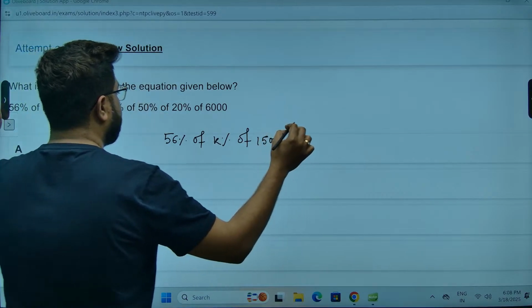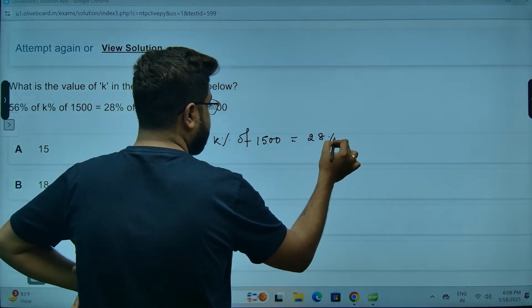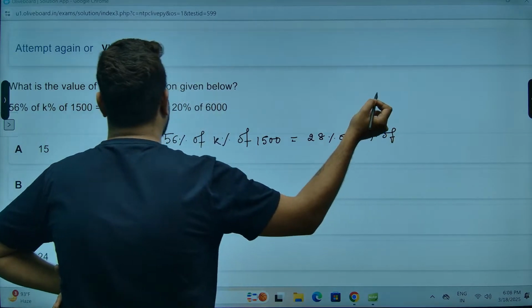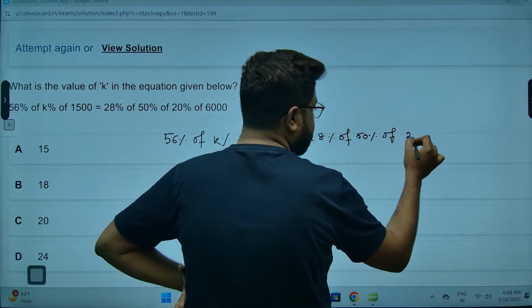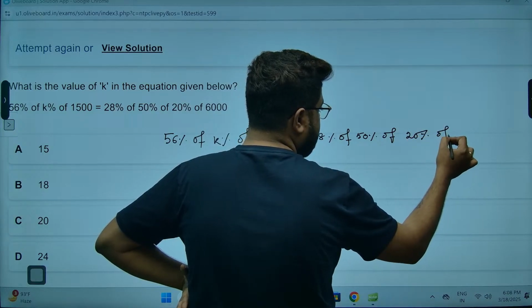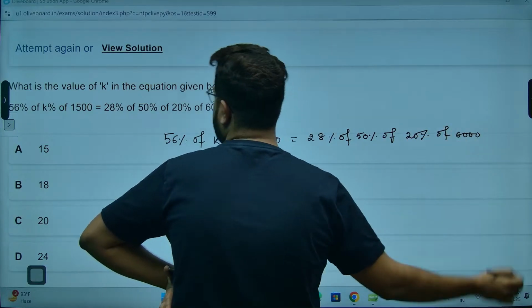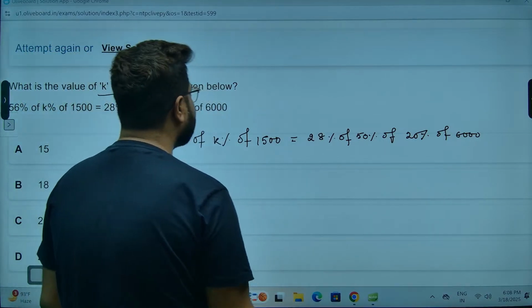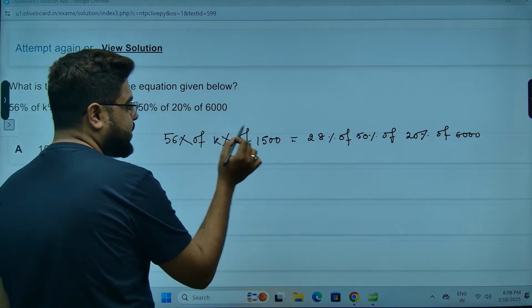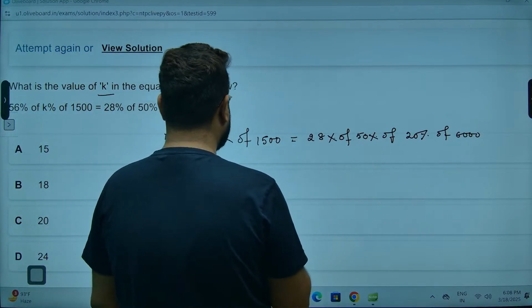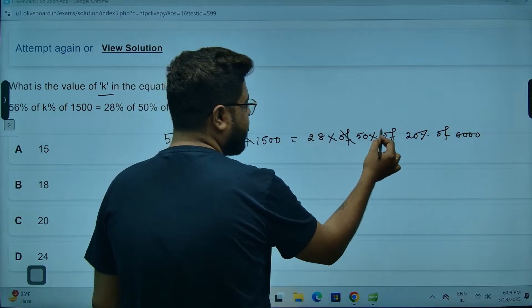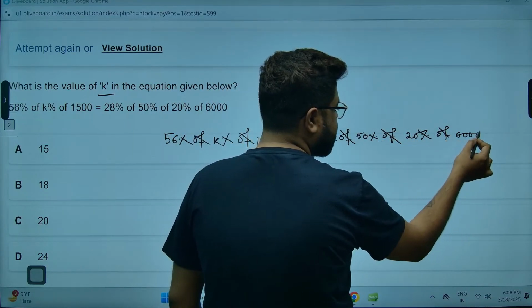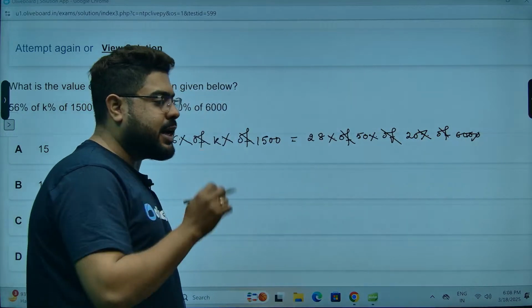That is equal to 28% of 50% of 20% of 6000. This is what they have given. They are asking the value of k. Let's do it, sir. Remove the percentage. Of means multiplication only. Sir, the percentages are gone, 2 zeros gone. Percentage means divided by 100.